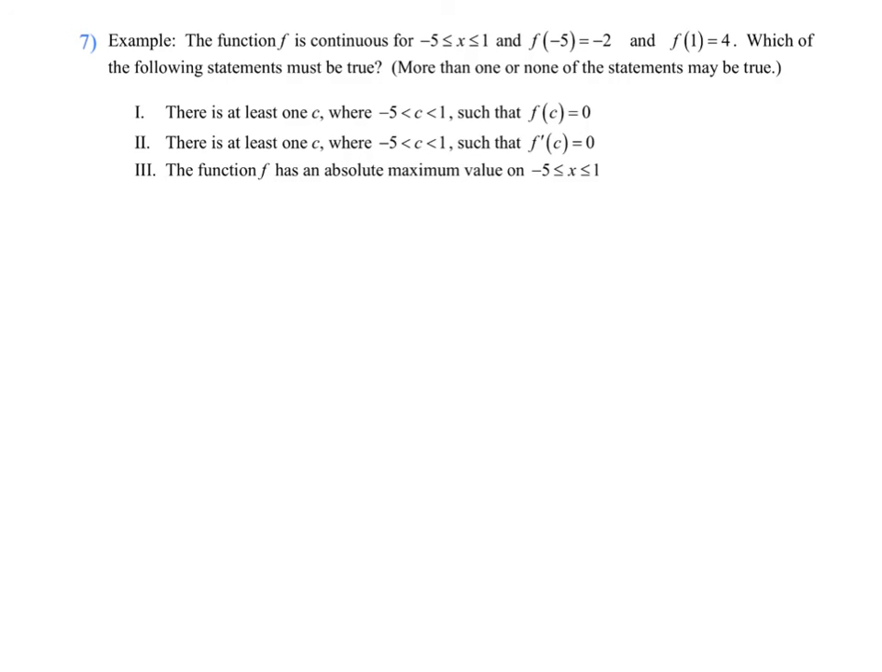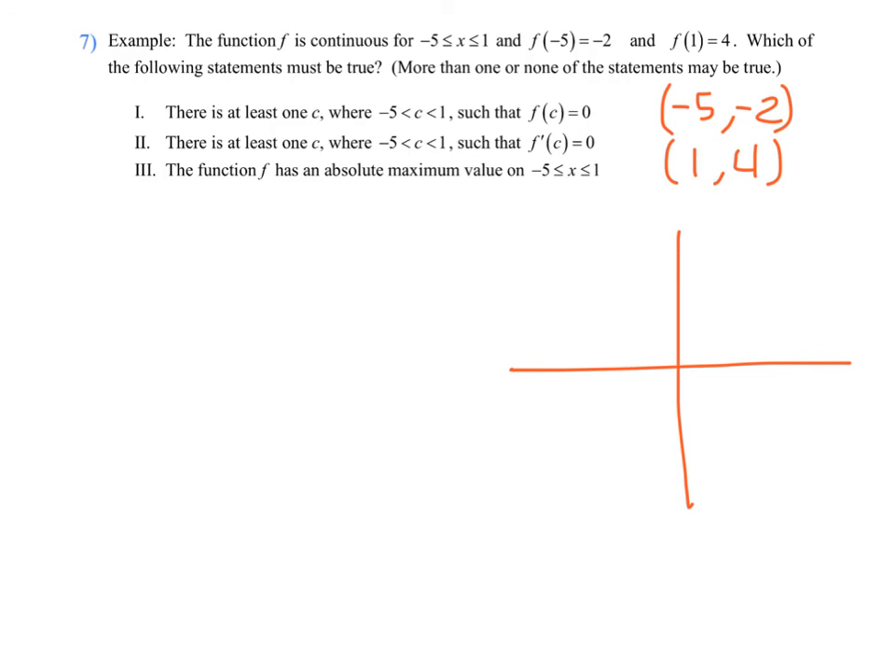So first thing I would do is just kind of make a sketch of what did they give me. All right, they gave me 2 points here. f of -5 is -2. So that is the point, of course, (-5, -2). They also told me f of 1 is 4. So (1, 4). All right, so I'm just kind of, like I said, making a sketch giving this information. Okay, so one of my points is right here, and the other point is right here.